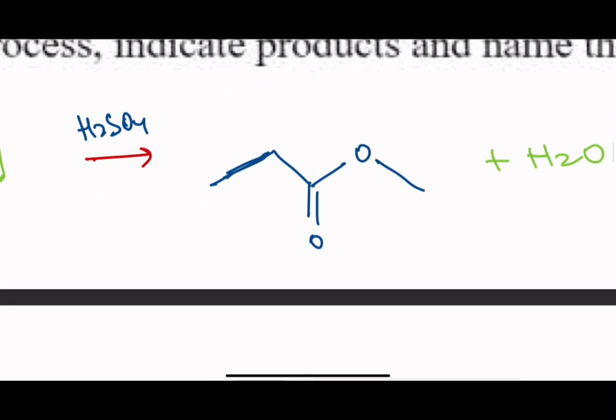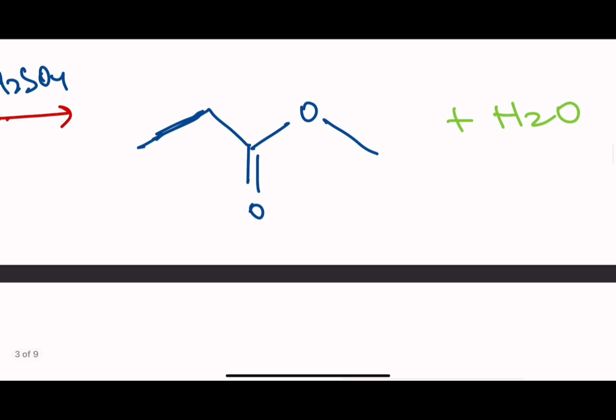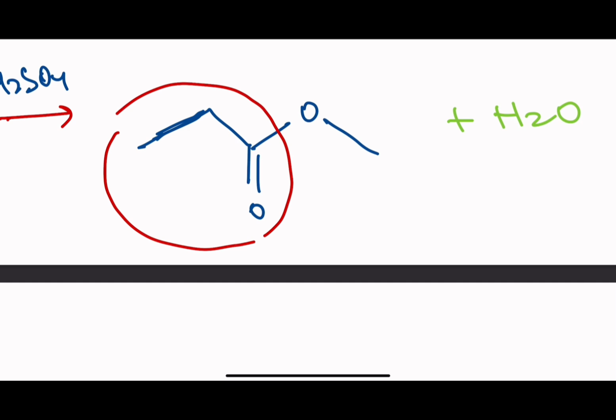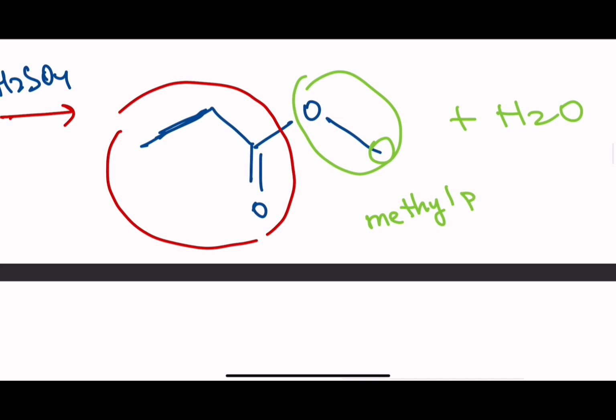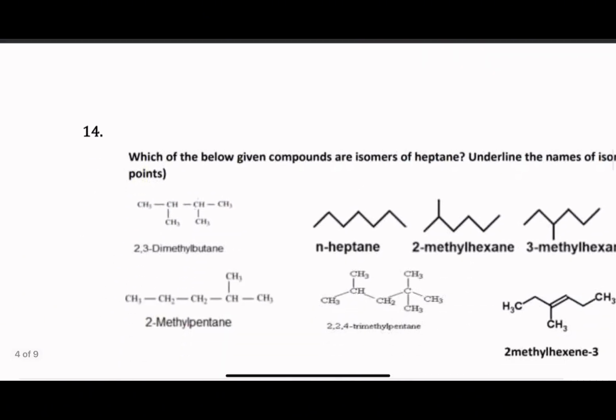And the name of the product, as you see, the main chain is coming from the carboxylic acid, and this part is coming from the alcohol. So it would be methyl, because we have CH3 in here, methyl propanoate, because this side came from propanoic acid and this side came from methanol. So it is methyl propanoate.